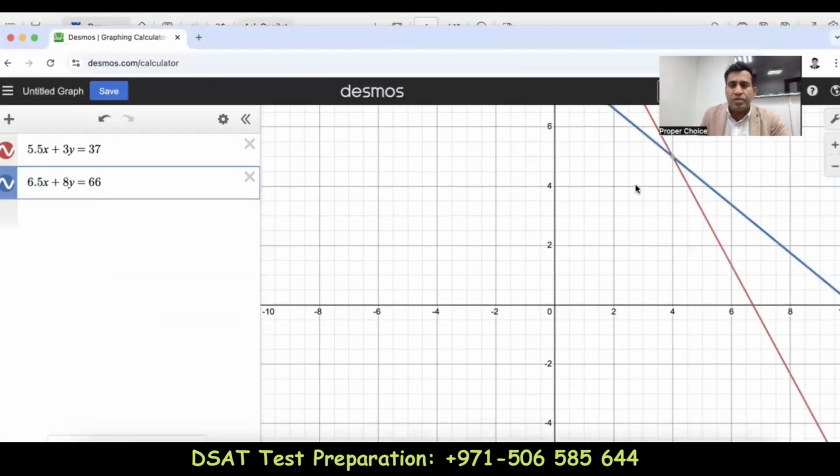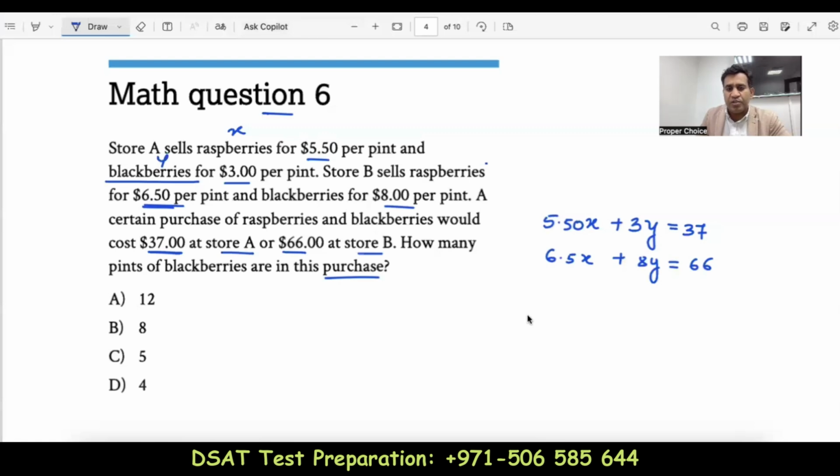And what is the solution to this? It's where the equations are intersecting. What I can see here at the point of intersection, X is 4, Y is 5. By solving the system of equations, I'm getting X equals 4 and Y equals 5. And we are asked to calculate how many blackberries have been sold. I can see that blackberries we have assigned to Y. So 5 pints of blackberries have been sold. So I go with option C.